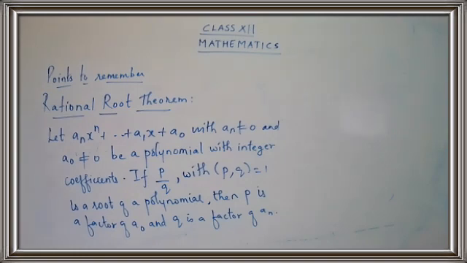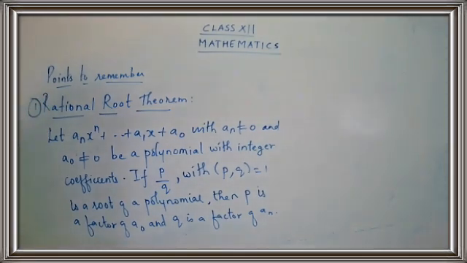So, let a_n x raised to n plus ... plus a_1 x plus a_0, with a_n not equal to 0 and a_0 not equal to 0, be a polynomial with integer coefficients. If p upon q, with (p, q) equal to 1, that is the LCM of p and q is 1, is a root of the polynomial, then p is a factor of a_0 and q is a factor of a_n. Have you taken down this? Okay, now let's come to the second point. This is number 1.